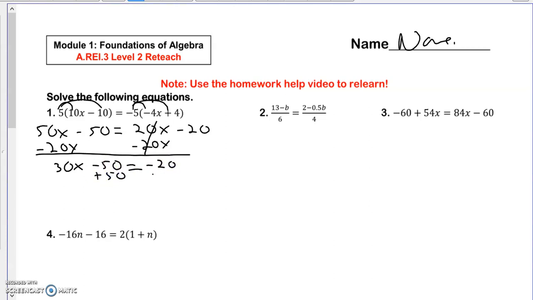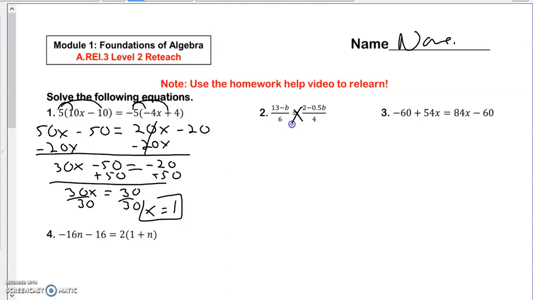Then I'm going to add 50 to both sides, and then I get 30x equals 30. Then I'm going to divide by 30, and x equals 1. Taking a look at this, we're going to cross multiply.